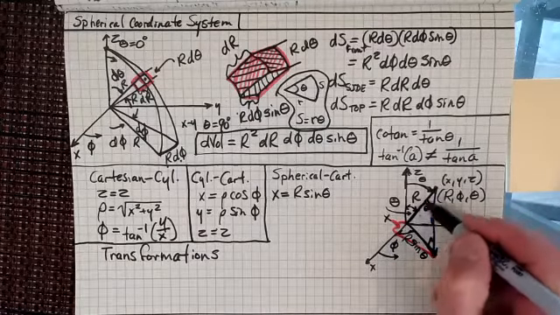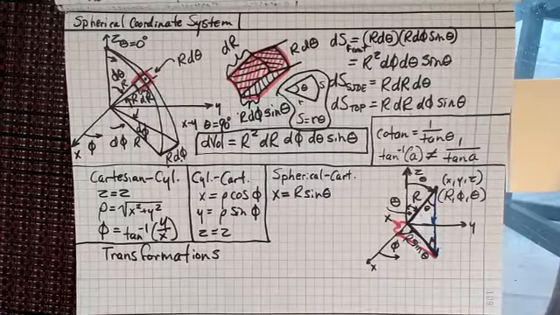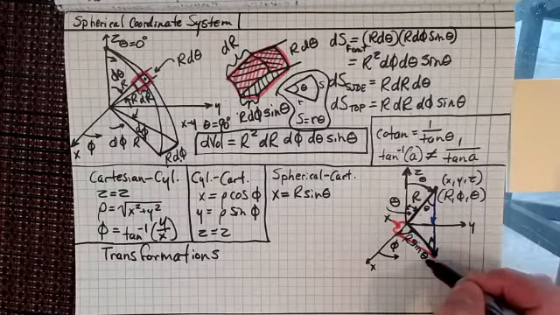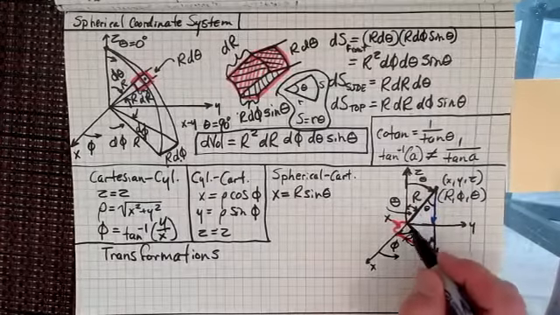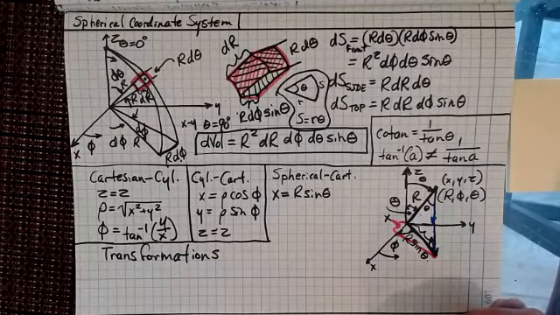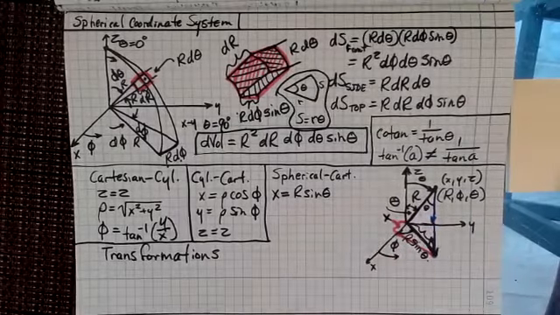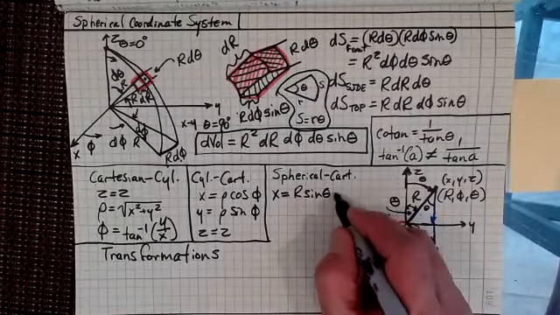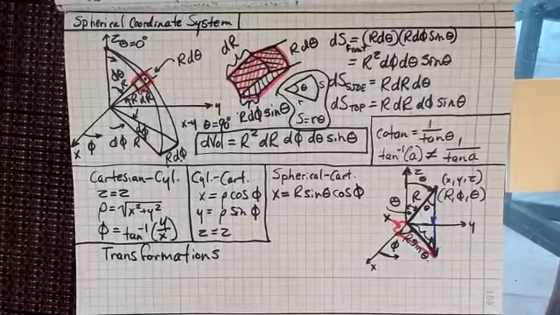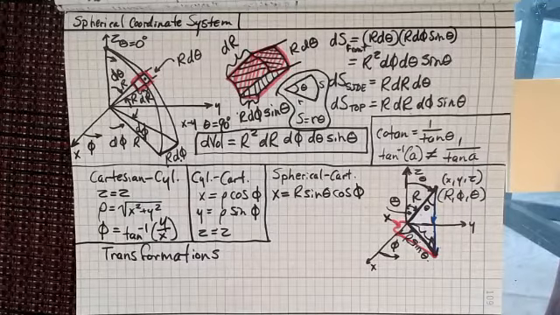R is just a distance, and I'm projecting that down onto the xy plane. And I know that this angle here is theta, so I know this length right here has to be r sine theta. So if I take r sine theta, this distance right here, and I project it down onto the x-axis, I get r sine theta times the cosine of phi, right? Because phi is positive off the x-axis. This is phi right here. So x equals r sine theta cosine phi.